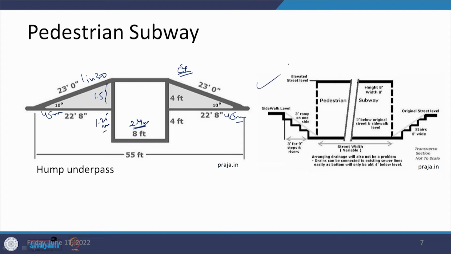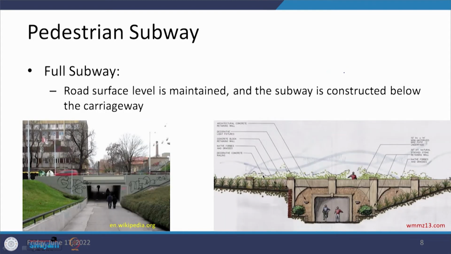Here you can see, the same as I was talking, the level is here. So, the road level is here from where the pedestrians are coming down using the stairs, and the road has gone to this level. So, the vehicles are now moving at this particular point. So, this is how we have looked at this pedestrian hump. Now, let us talk about the full subway.